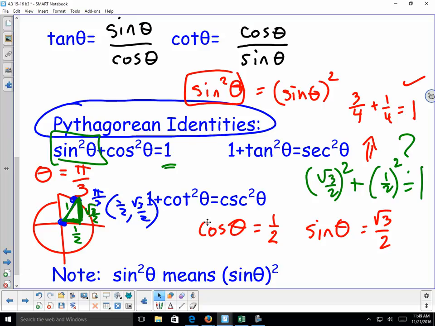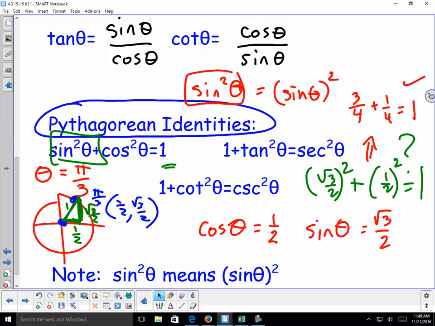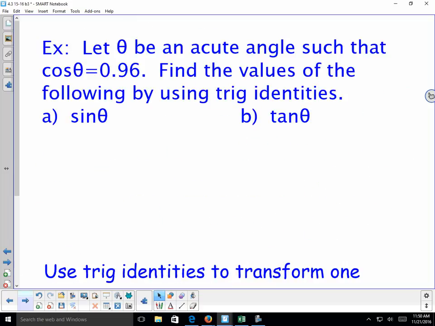Okay, all right, and the other two Pythagorean identities are 1 plus tangent squared is equal to secant squared, and 1 plus cotangent squared is equal to cosecant squared. And I already pointed out sine squared theta means sine of theta quantity squared. All right, let's take a look at this example. Let theta be an acute angle such that cosine of theta is equal to 0.96. Find the values of the following by using the trig identities.